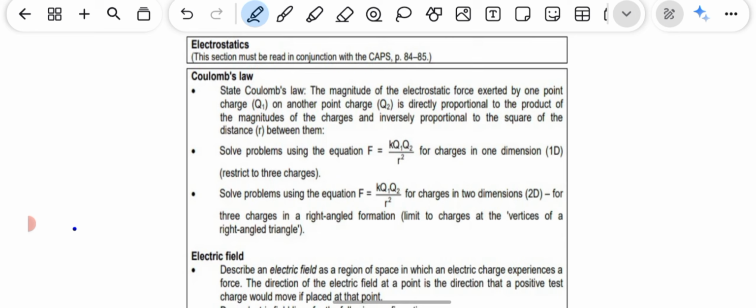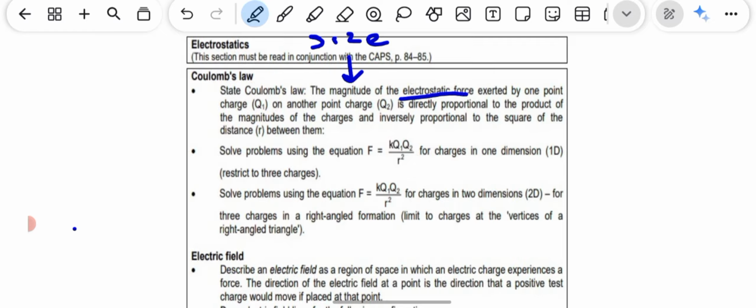So they say state Coulomb's law in this manner, right? So the magnitude of the electrostatic force, firstly, we need to understand what is the magnitude. When they say magnitude, which is this word right there, they're talking about size, okay? So in physics, they like to be fancy, as you guys know. They like to use big words for no reason. But when they're talking about magnitude, they're talking about your size, okay? Of the electrostatic force. What is an electrostatic force?